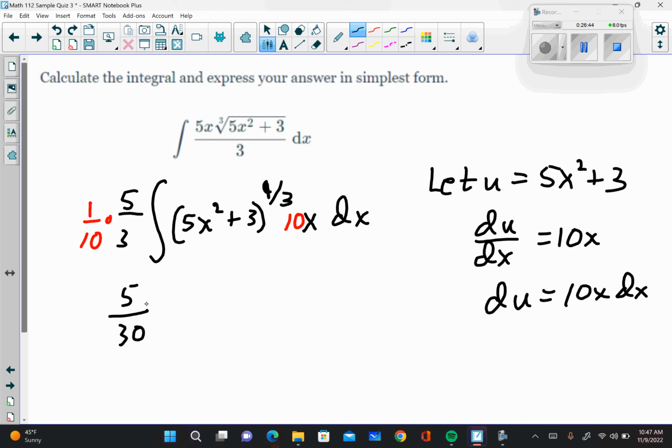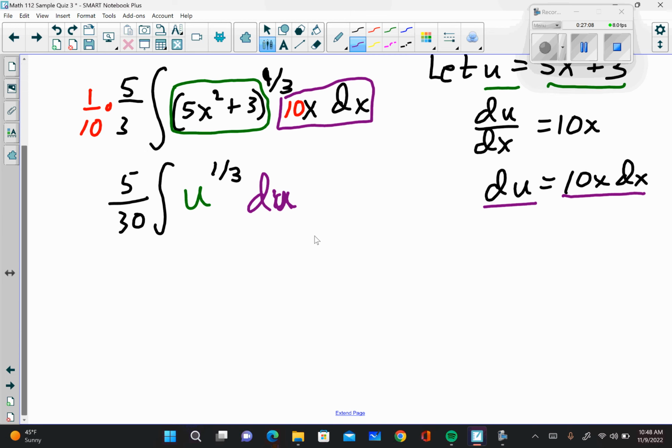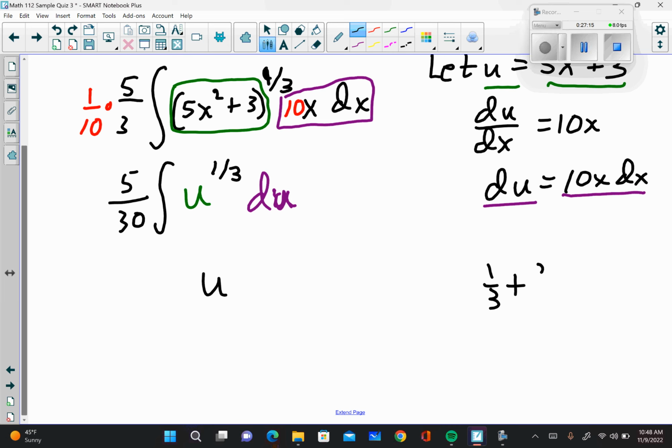And now we say copy and substitute. Copy the integral symbol. Do not copy what I'm putting a green box around, because that gets replaced with u. The 1/3 exponent, you do copy that. You do not copy what I'm putting this purple box around, because that gets replaced with du. And then the formula we've used a few times already is the integral of u to a number, du, is u to that number plus 1. 1/3 plus 1 is 4/3.